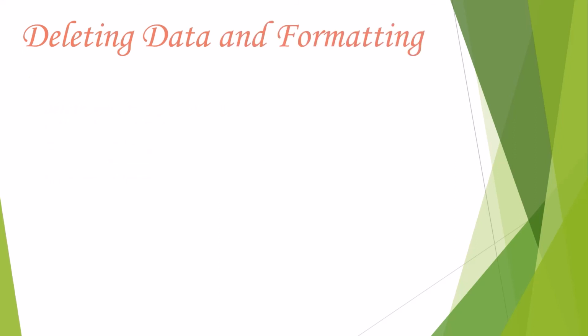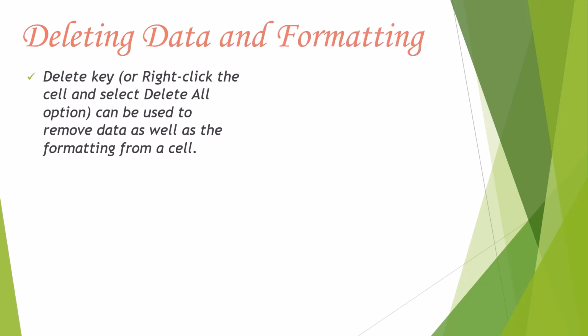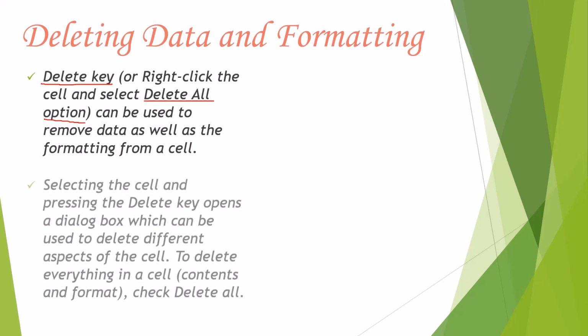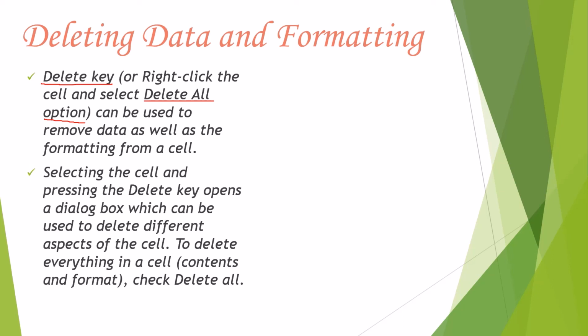Now, suppose you want to delete data as well as formatting. So what will you do? You will simply select the delete key, or you can right click the cell and then select the delete all option. The delete all option or the delete key will delete the data as well as formatting. Selecting the cell and pressing the delete key opens a dialog box. Means if you are selecting a cell and then you are pressing the delete key, then a dialog box will open and it can be used to delete different aspects of the cell. Means which content of the cell you want to delete, its formatting, its data, etc. It will display these options.